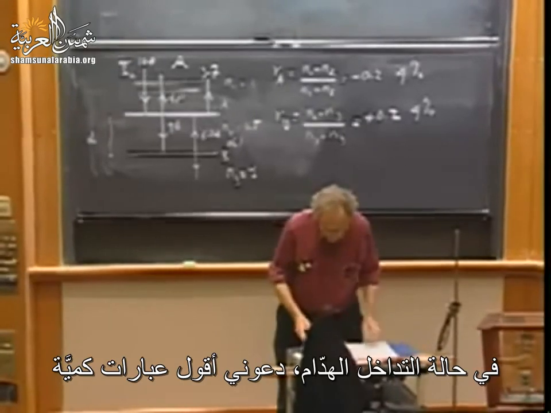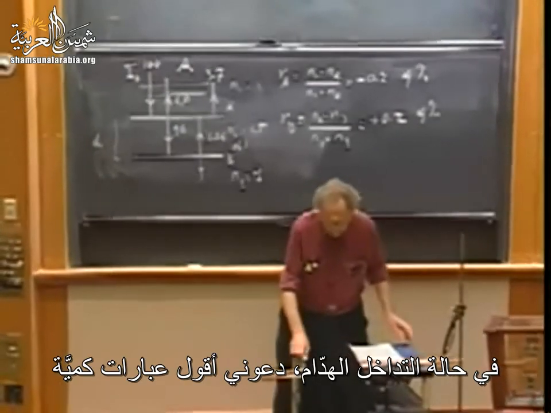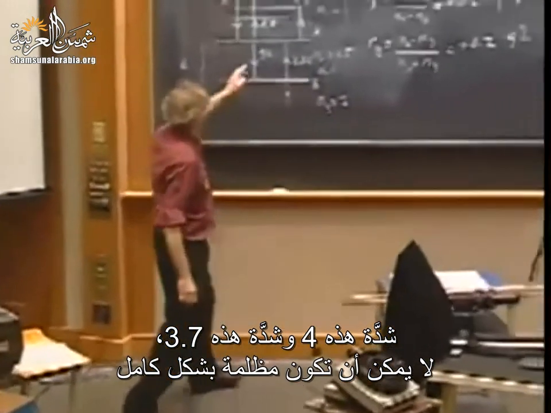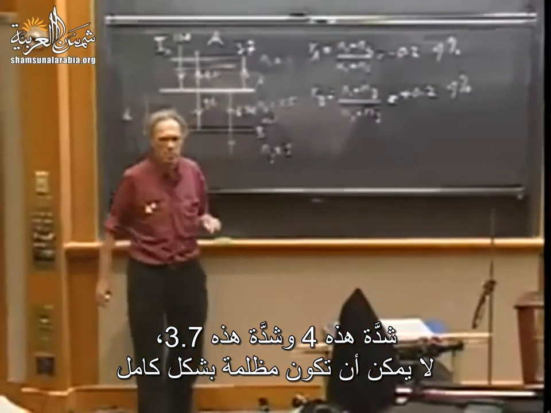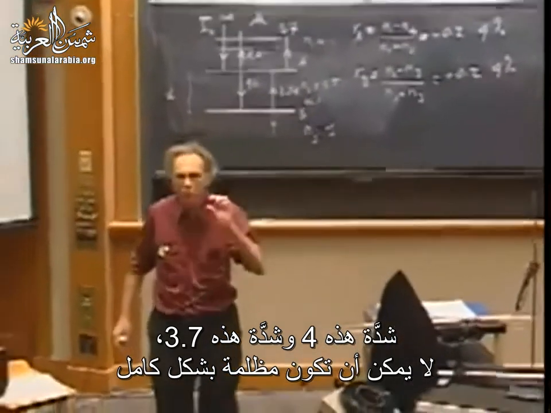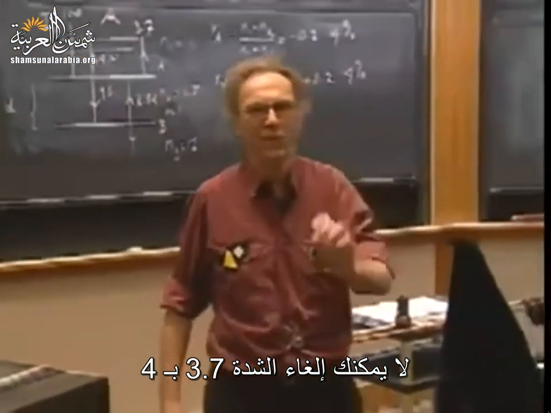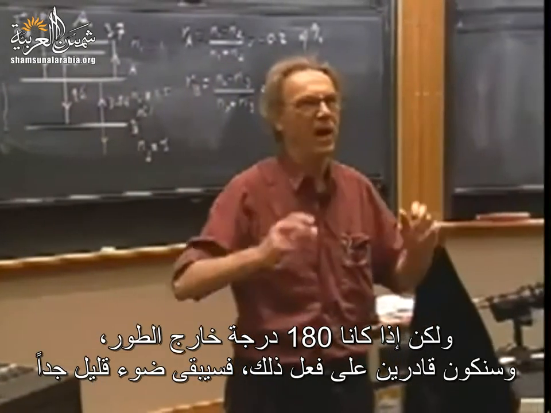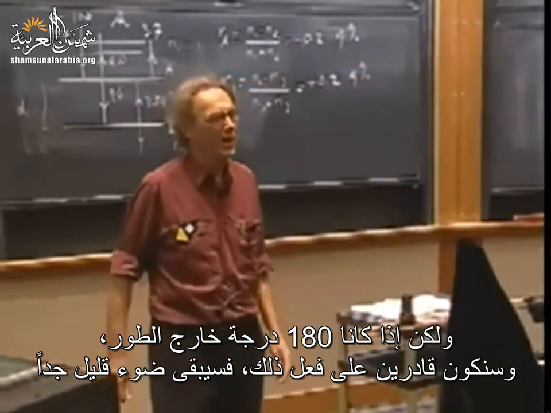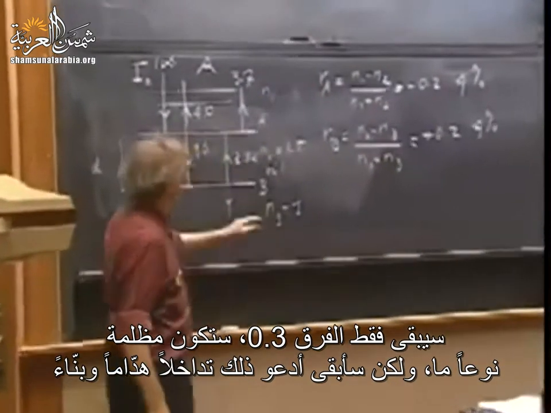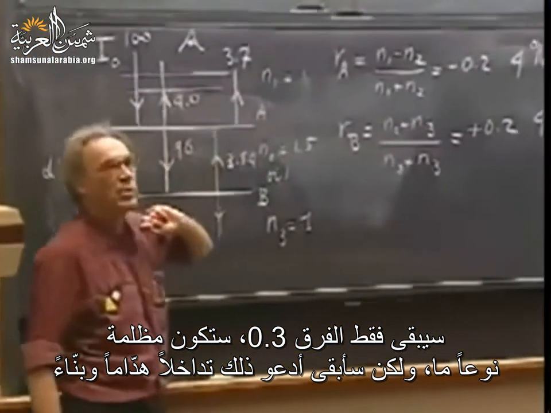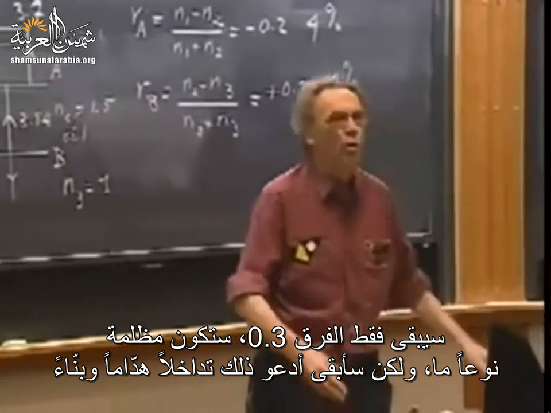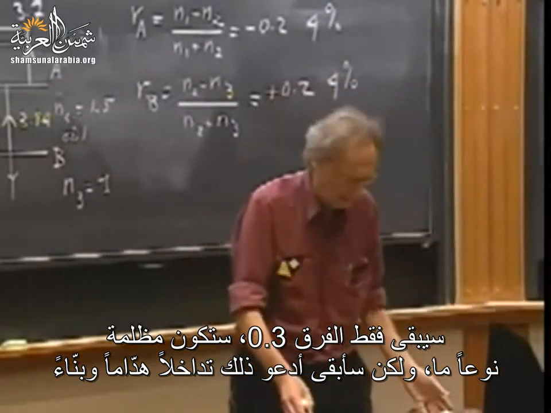Now, as far as destructive interference is concerned, let me make a quantitative statement. The intensity of this is 4, and the intensity of this is 3.7. So it can never be completely darkness, because you can never kill 3.7 intensity with 4. But if they're 180 degrees out of phase, which we will be able to do, there is very little light left. There will only be the difference, which is 0.3 left. So it will be quite dark. But I will still call that constructive and destructive interference.